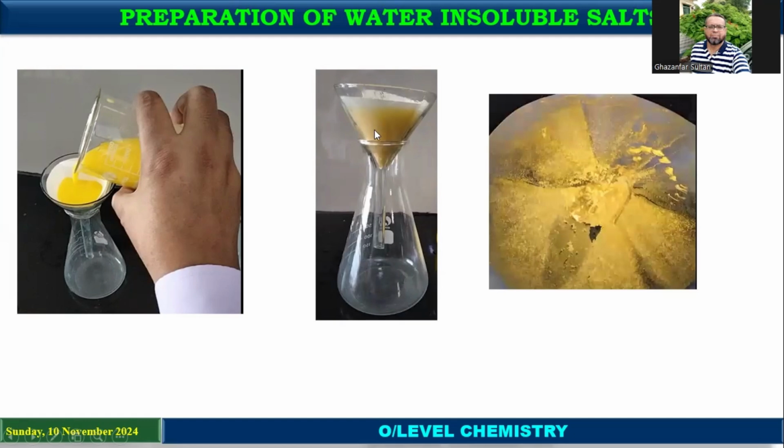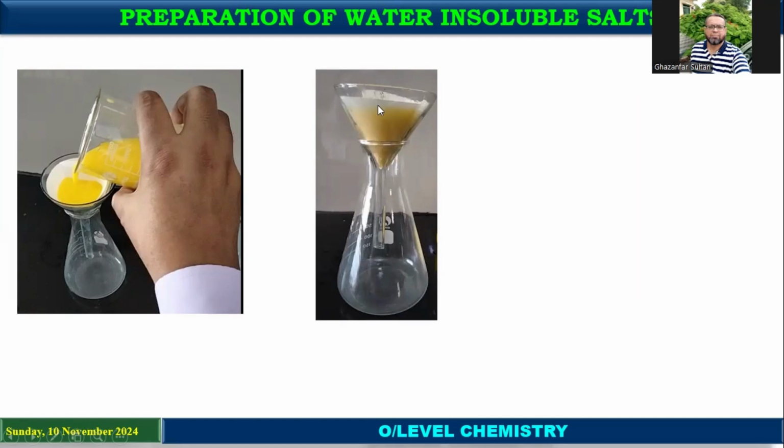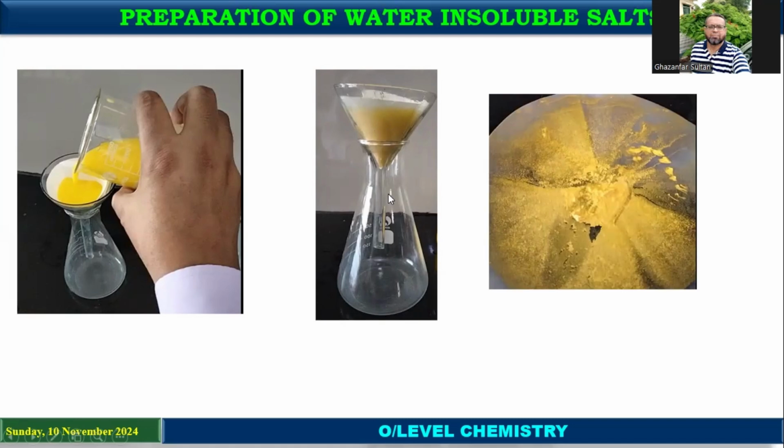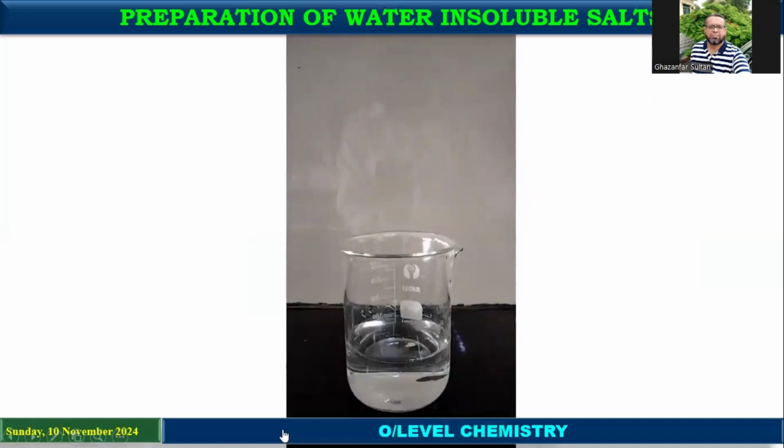Then we wash it. When all the liquid has passed through, we wash the precipitate because it may contain some potassium and nitrate ions, and we want to get the pure lead iodide salt. That's why washing is important. So after washing, we get this result. Now see the video. The stepwise process is shown here.